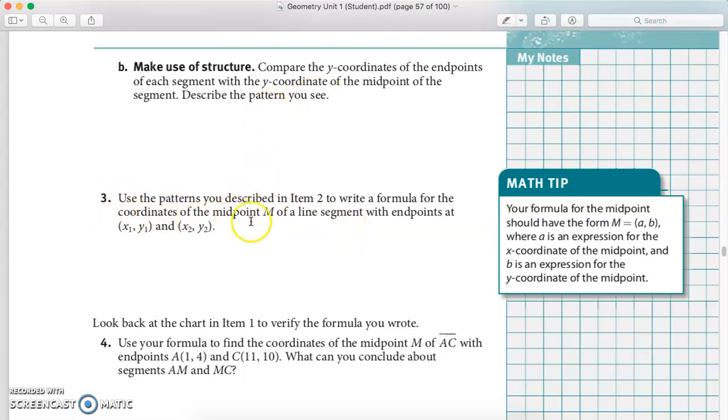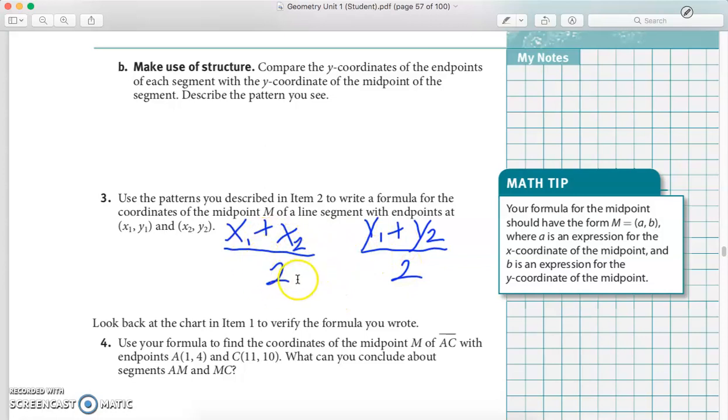We add the x's. So we'd say x1 plus x2. And then what did we do after we added them? Well, we're averaging. So we divide by 2 because there's two numbers. Then you do the same thing for the y's. We would say the y coordinate of one endpoint plus the y coordinate of the other endpoint, and then divide it by 2, and that'll give us the y coordinate for the midpoint. So this is our x coordinate, and this will give us our y coordinate. So we can just put a comma between them and put parentheses around that, and that'll be an ordered pair for the point that is at M, the midpoint.